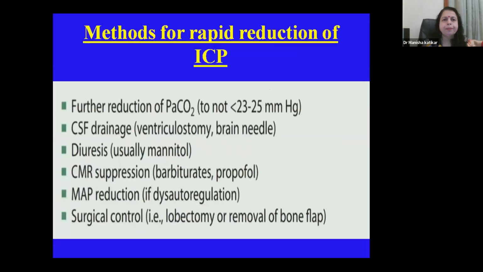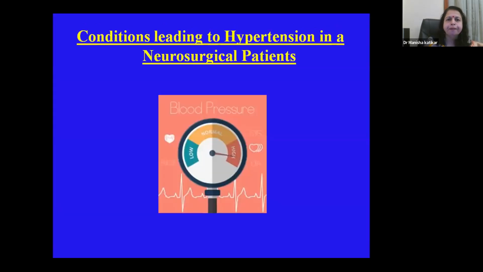So you need to go through this checklist when the surgeon tells you that the brain is tight and you need to relax the brain. When the surgeon grumbles about your tight brain, you need to further reduce the PaCO2. Acute hyperventilation will help at this phase. Do CSF drainage. Request the surgeon to drain the ventricular system. Ask him to put a needle in the ventricle. Go ahead with ventriculostomy. Give additional doses of mannitol as well as Lasix if required. Give additional doses of barbiturates and propofol. Decrease the blood pressure. Maintain the depth of anesthesia. And request the surgeon to go ahead with surgical intervention, either removal of the bone flap or a lobectomy, which may help to decrease the ICP.